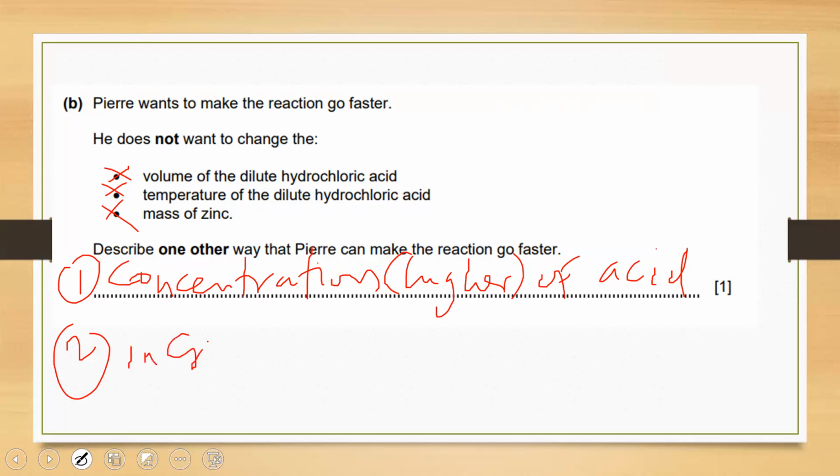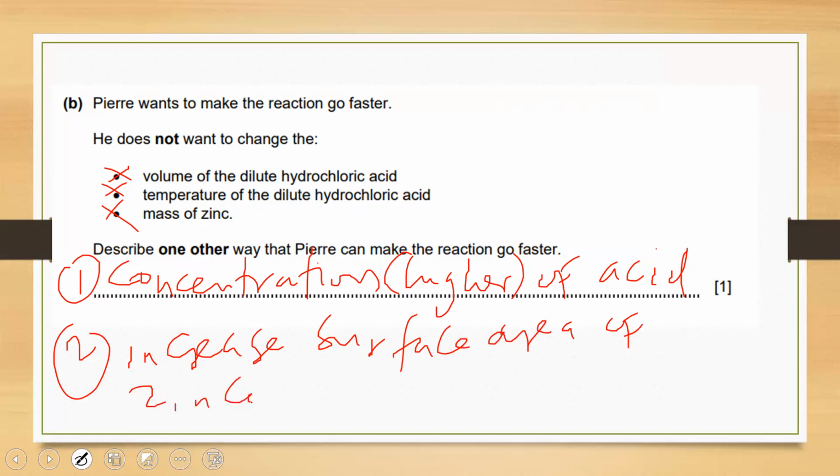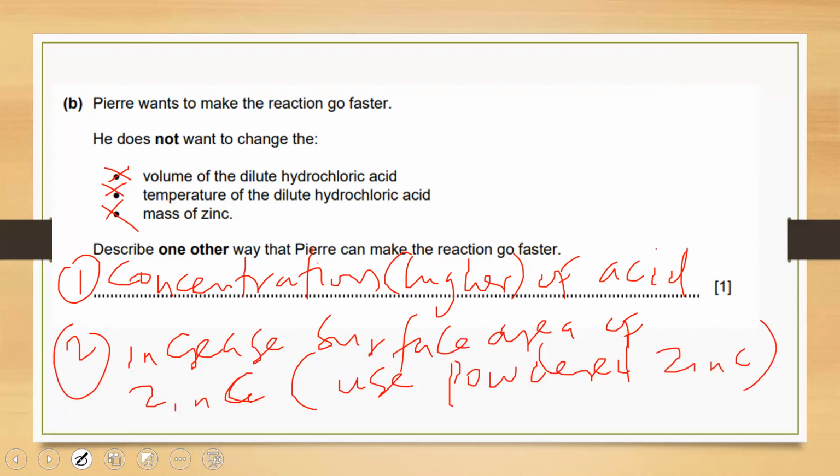Increase the surface area of zinc. Or I can simply say use powdered zinc. So either of these two will work for you. Use powdered zinc, increase the surface area of zinc, or use a higher concentration of the acid.